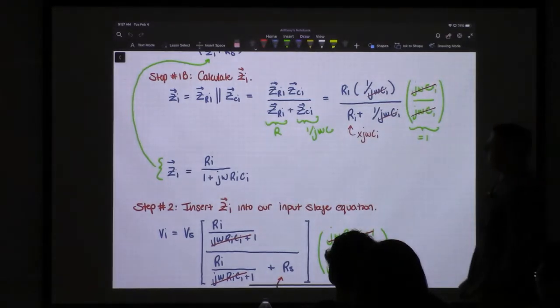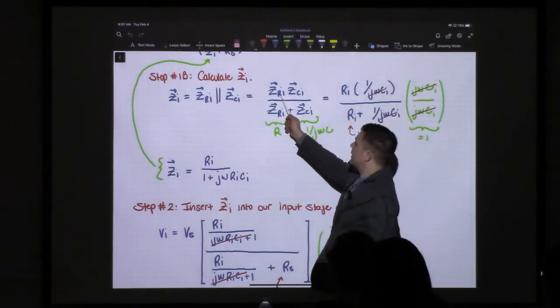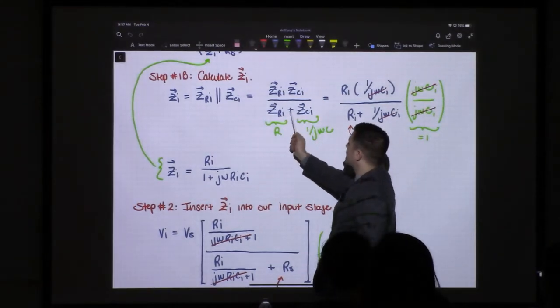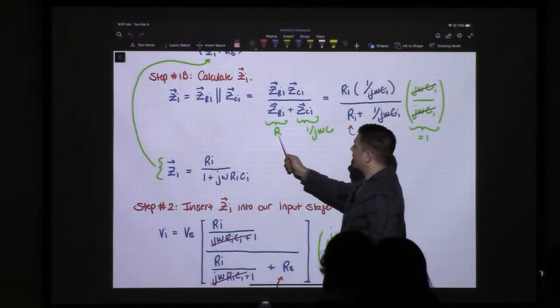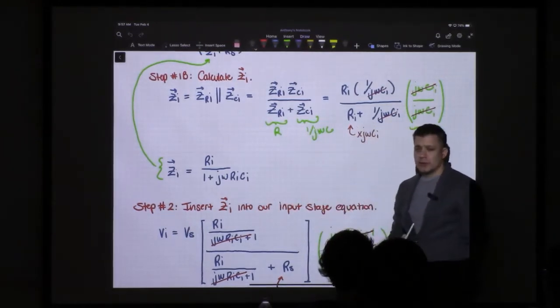It's the same equation we use for finding parallel combinations of resistors: Zri times Zci over the sum of the two. We're going to plug in R for Zri and 1 over j omega c for the impedance associated with the capacitor.